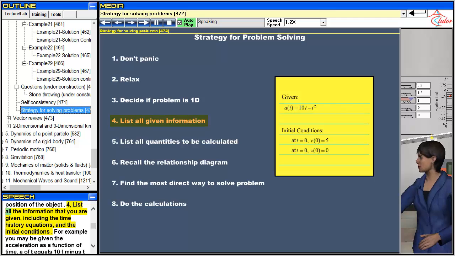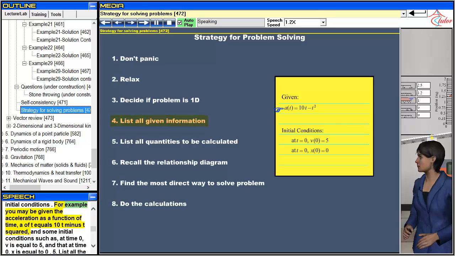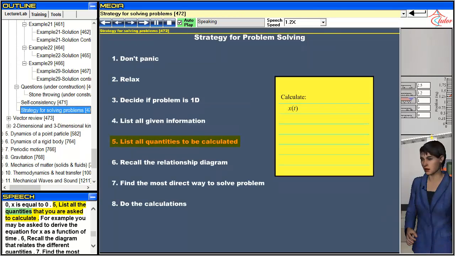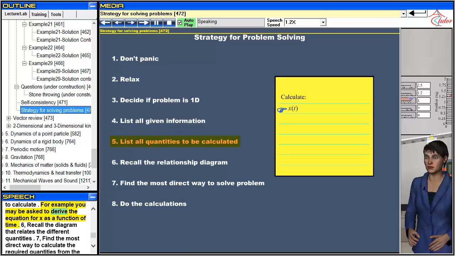Fourth, list all the information that you are given, including the time history equations and the initial conditions. For example, you may be given the acceleration as a function of time, a of t equals 10t minus t squared, and some initial conditions, such as at time 0, v is equal to 5, and at time 0, x is equal to 0. Fifth, list all the quantities that you are asked to calculate. For example, you may be asked to derive the equation for x as a function of time.